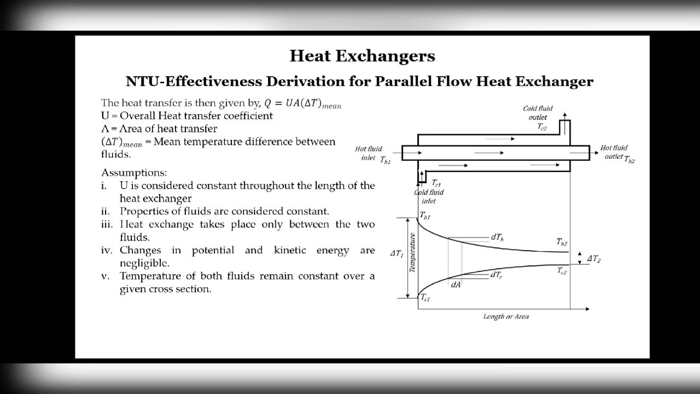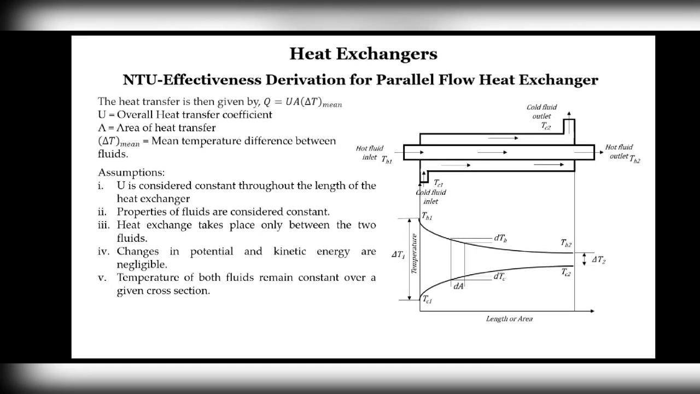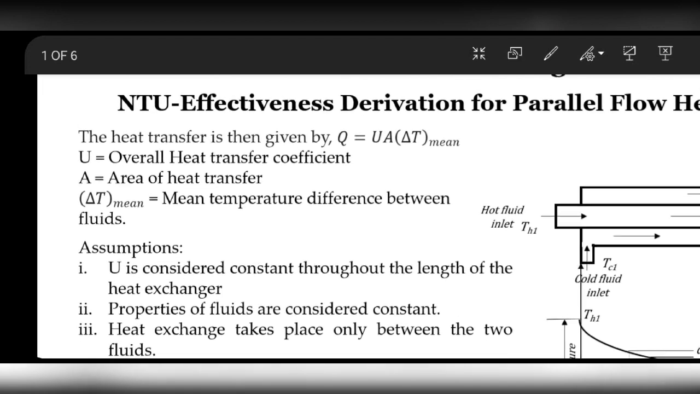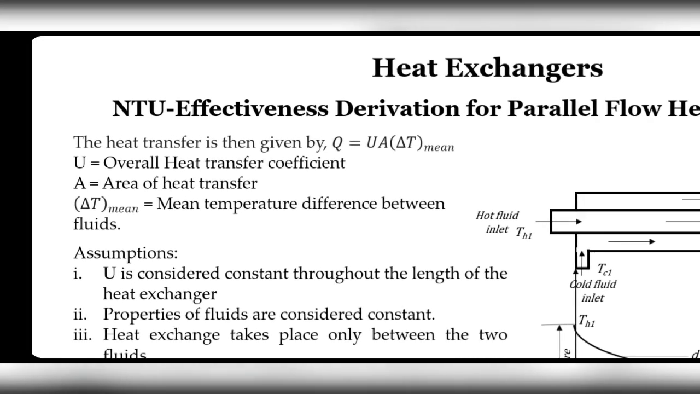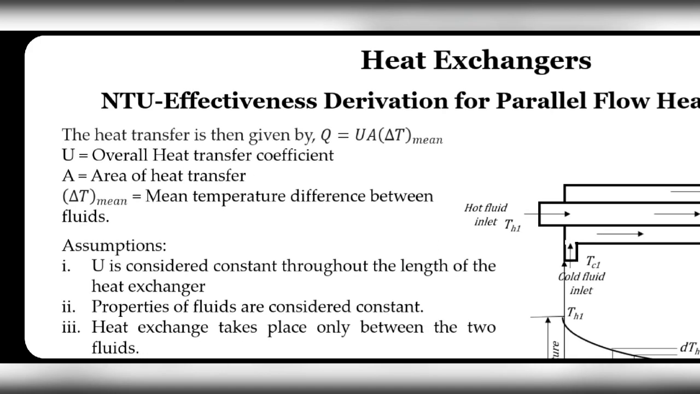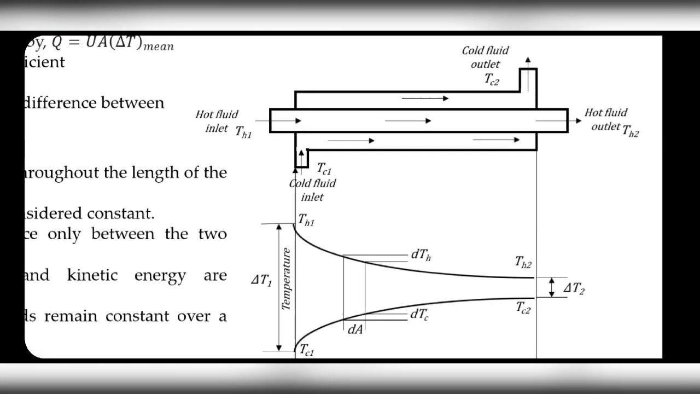So in this method, again the assumptions remain the same as we had discussed in the LMTD method, and we need to arrive at an equation which satisfies Q equals U into A into delta T mean. So we'll start with this equation and then we will eliminate the temperature term from the equation so that we will be able to solve without knowing the temperature.